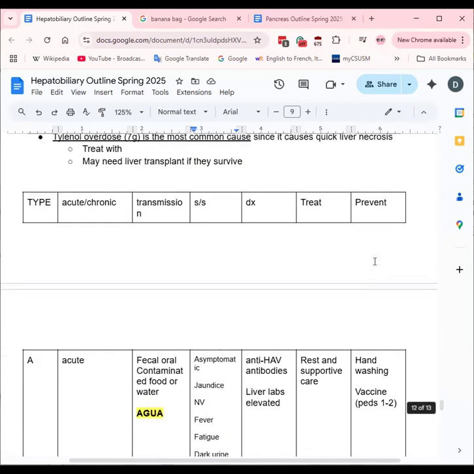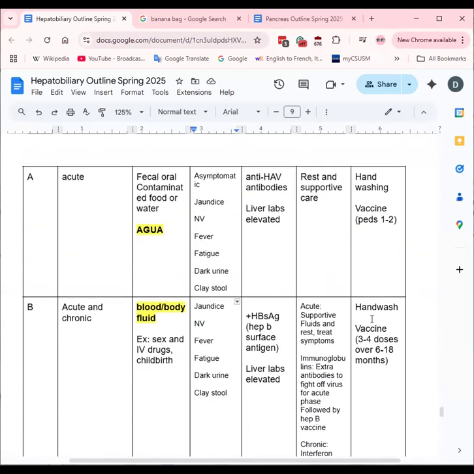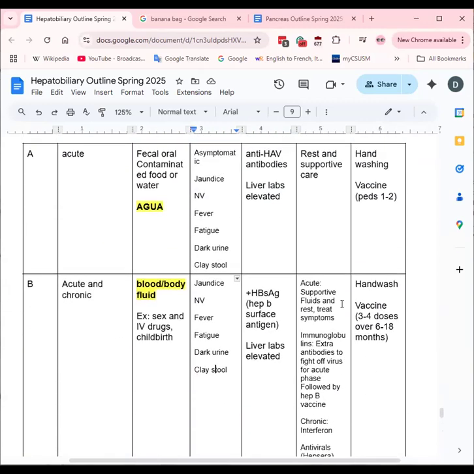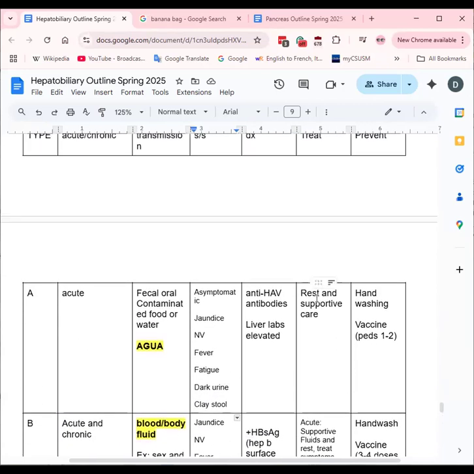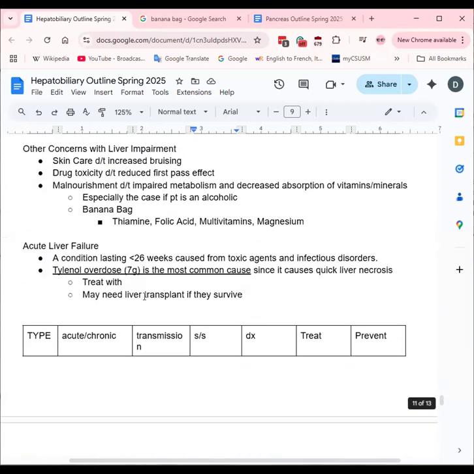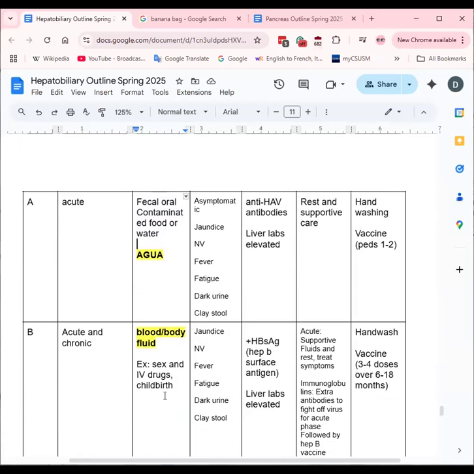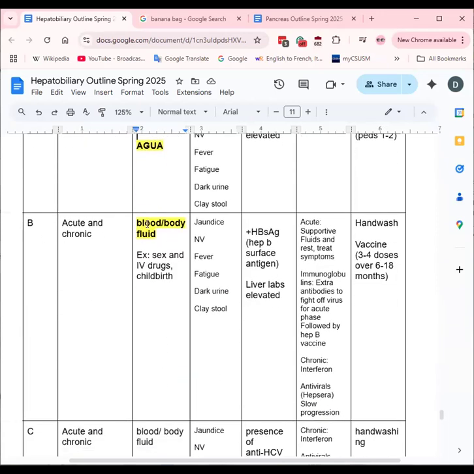For the most part, hand hygiene is going to be your best thing. Some of these have vaccines. But again, it's not the focus. And I do have a way to remember mostly the transmission part of it. So hepatitis A for agua, which is water in Spanish. It's usually transmitted through fecal oral, so contaminated food or water. B, I put as blood, because it is one of the ones that is transmitted mainly through blood or bodily fluids.